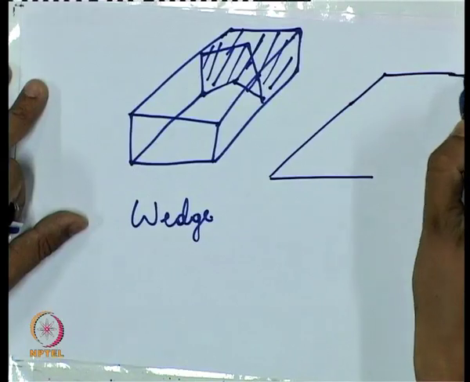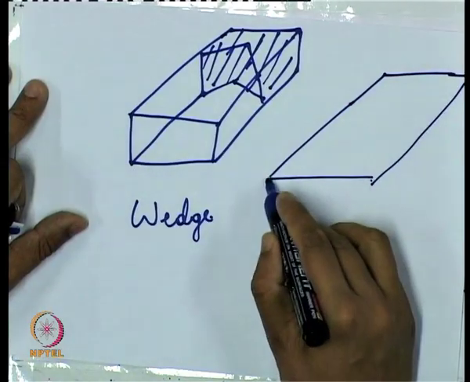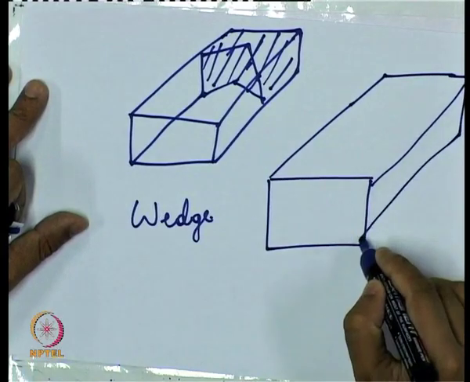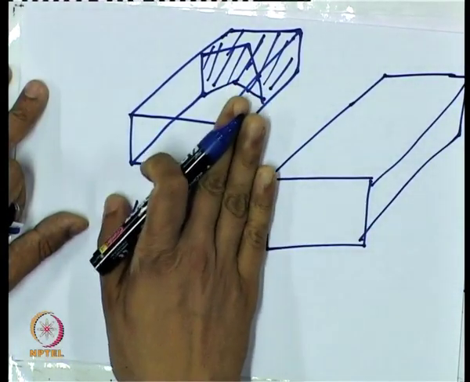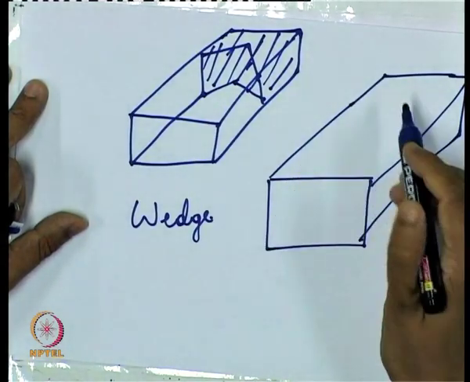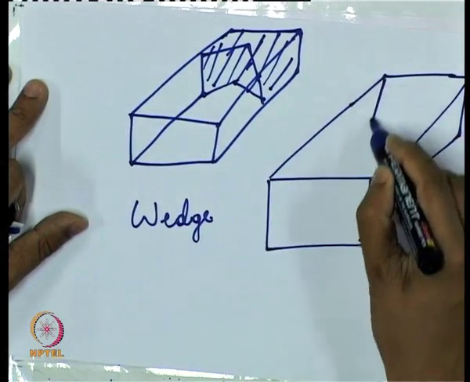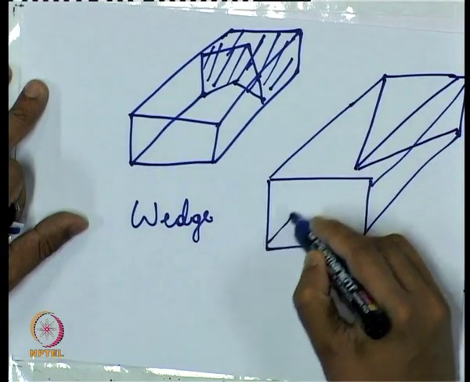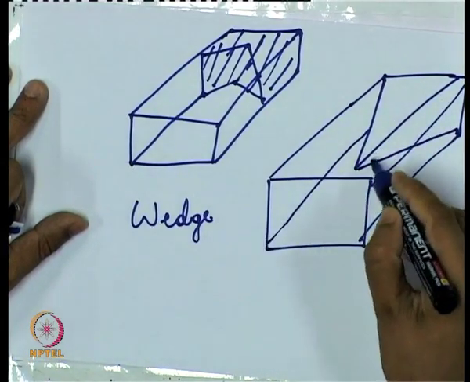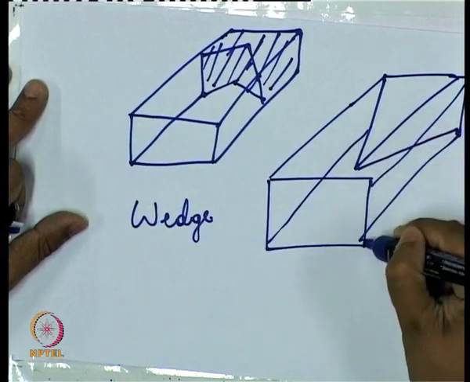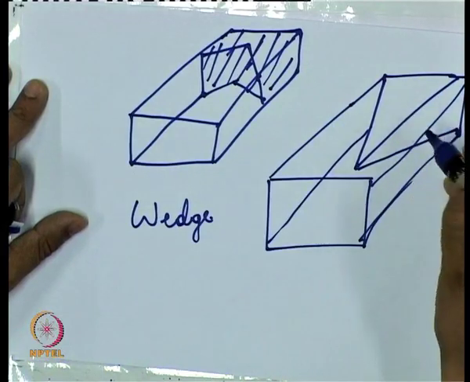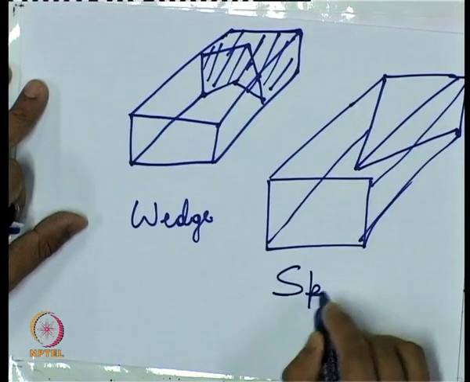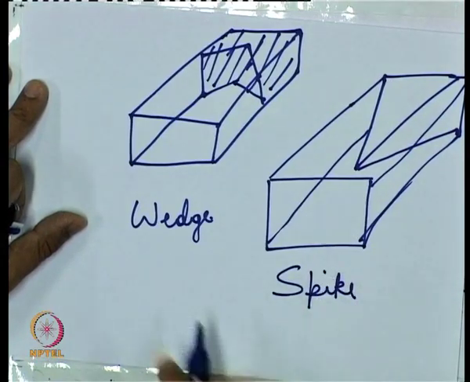So that is called a spike implementation. The spike, by opposite I mean instead of this going this way, it can come this way. So it will be something like this. So here we have a pointed spike like structure, and that provides the required impedance matching. So this is a spike and this is a wedge.